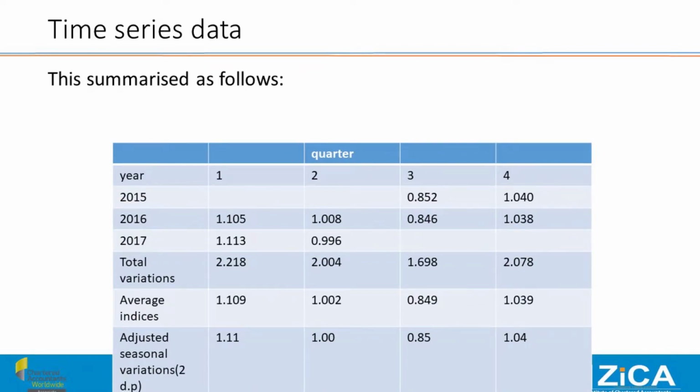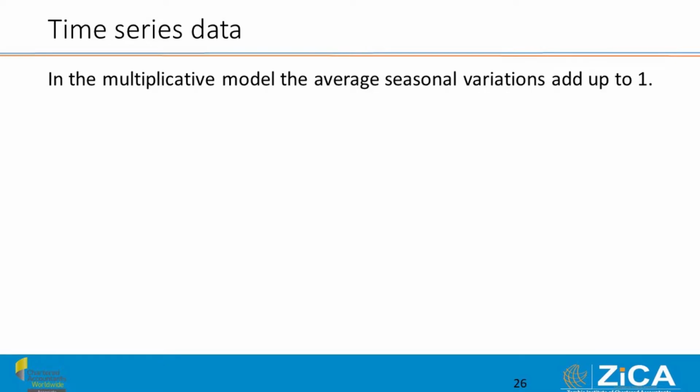Again, because we have got different values in the first quarter of 2015, first quarter 2016, first quarter 2017, we have got different values. We want a single value to represent the first quarter in 2015, 2016, and 2017. We want a single value. So again here, we are going to find the average seasonal variation.